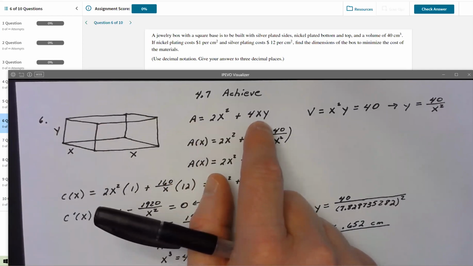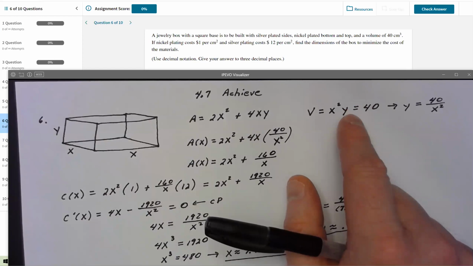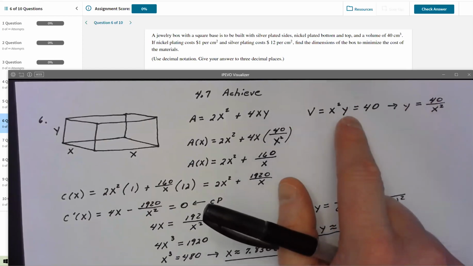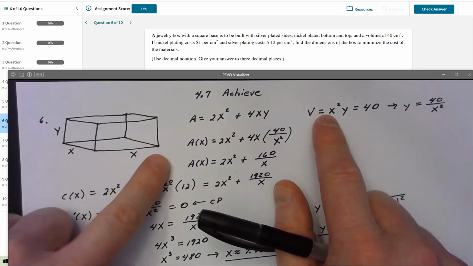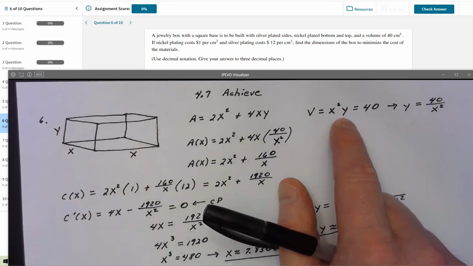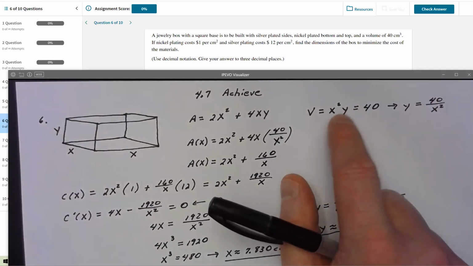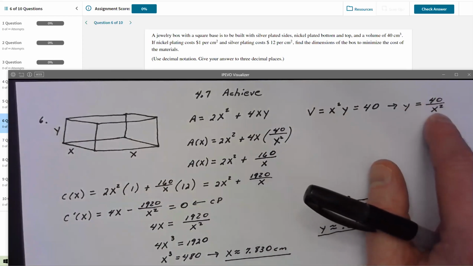Now, I don't want that area of the box in terms of two variables, so I used the fact that they gave me the volume in the problem of 40 cubic centimeters. The volume would just be the length times the width times the height, which is x squared times y. That has to be 40. That allows me to say the height of the box is going to be 40 divided by the area of the base, x squared.